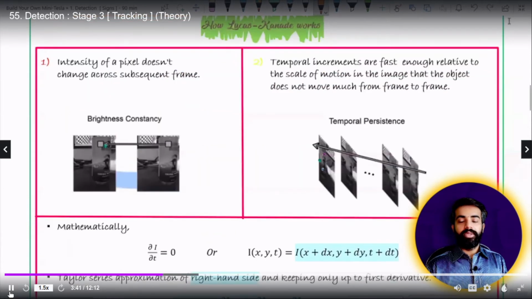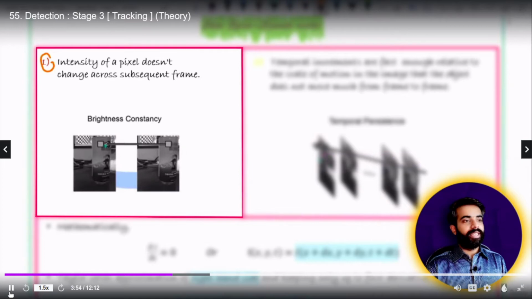So how does the Lucas-Kanade method work? Lucas-Kanade proposed 3 assumptions for solving for sparse optical flow. Starting with the first assumption, that is, the intensity of the pixel does not change across subsequent frames. For example, if we have 2 consecutive frames, frame 0 and frame 1, then the corresponding pixels between these 2 frames will have similar intensity, because a small change in intensity with a small change in time is equal to 0. So this is known as the brightness constancy assumption.